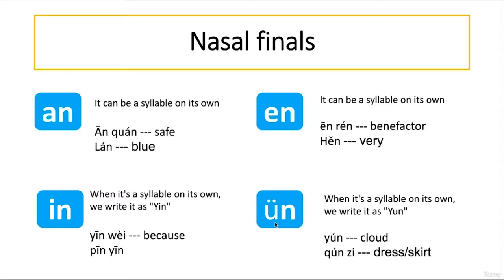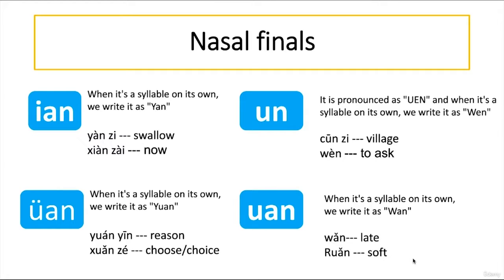Number 4, yun. We write it as yun when it's on its own. For example, 云 means cloud. 裙子 means dress or skirt. Number 5, yen. Read it after me. Yen, yen, yen. We write it as yan when it's on its own. For example, 燕子 means swallow. 现在 means now.